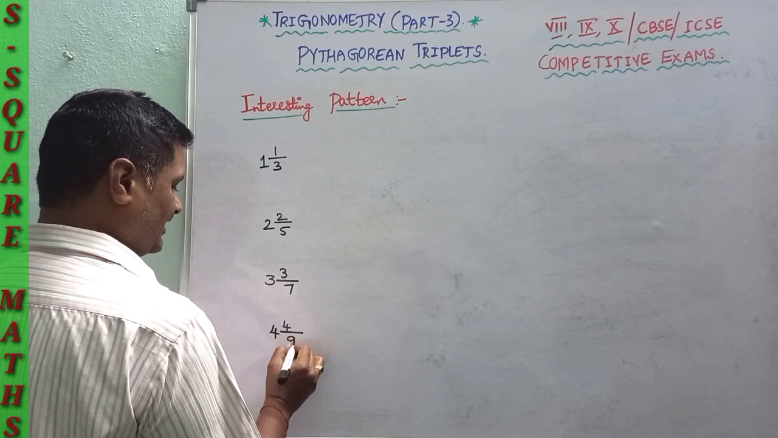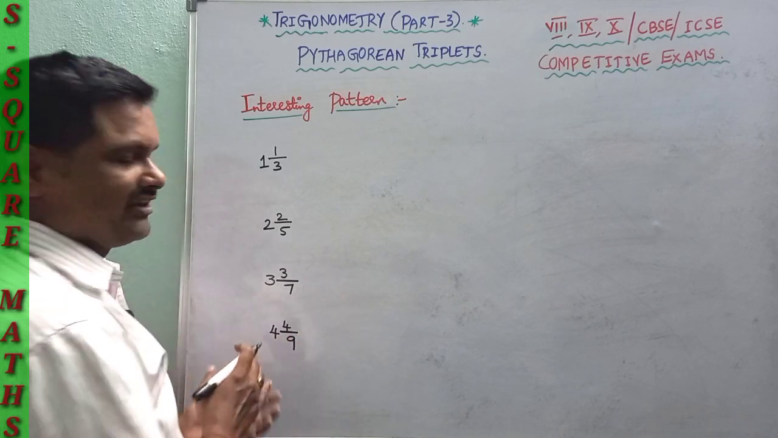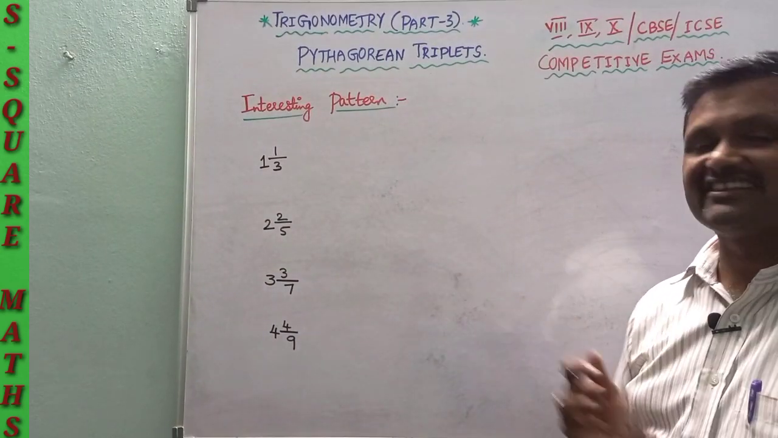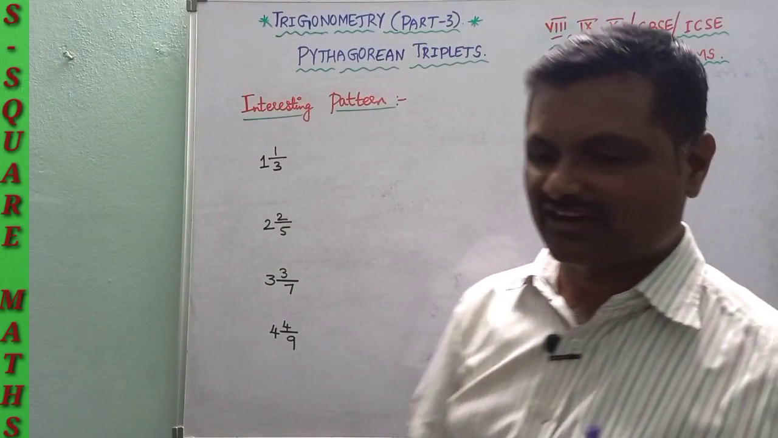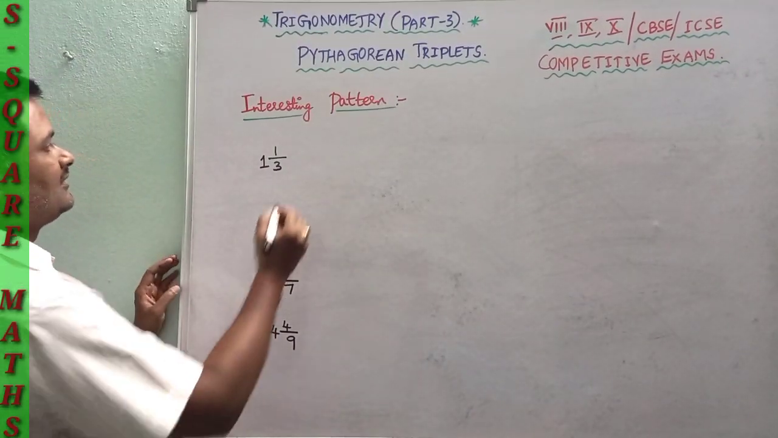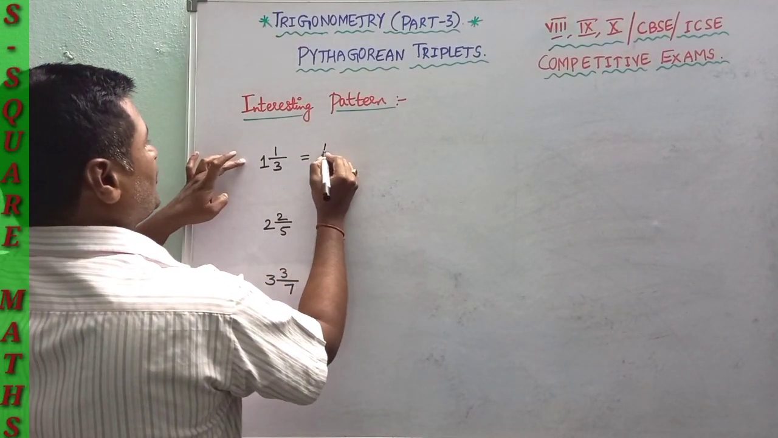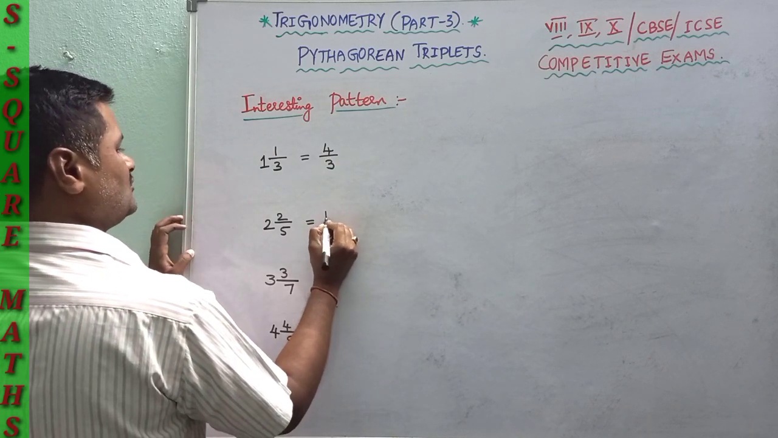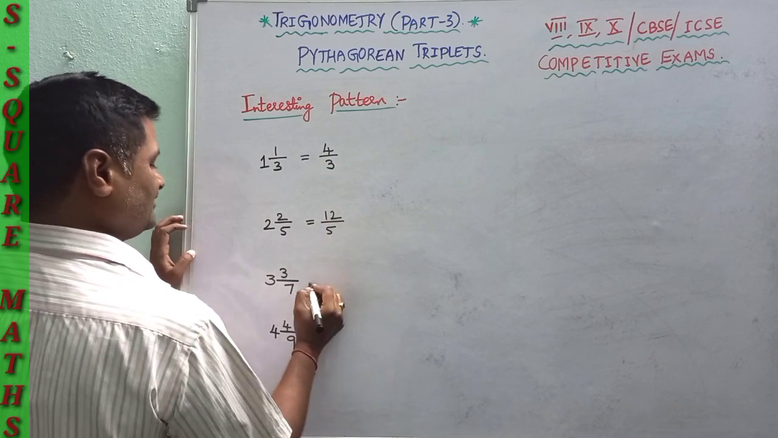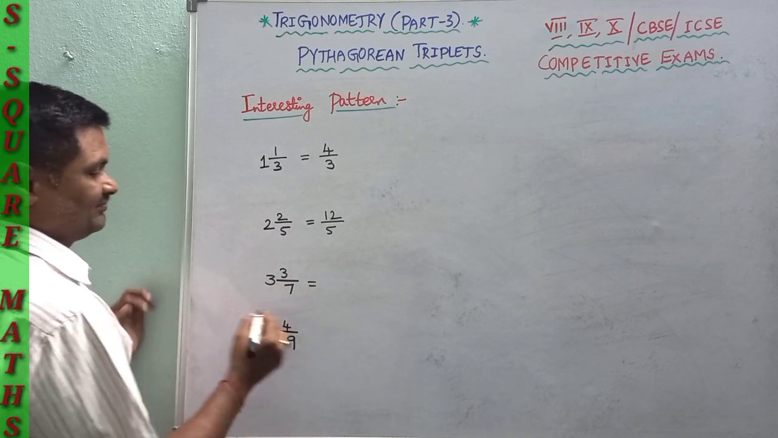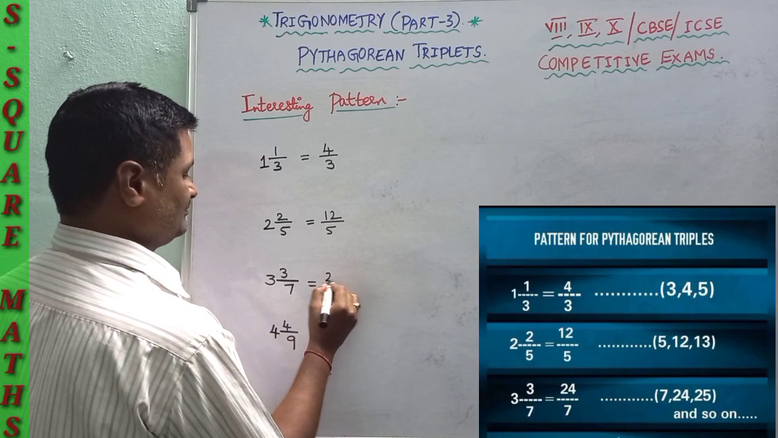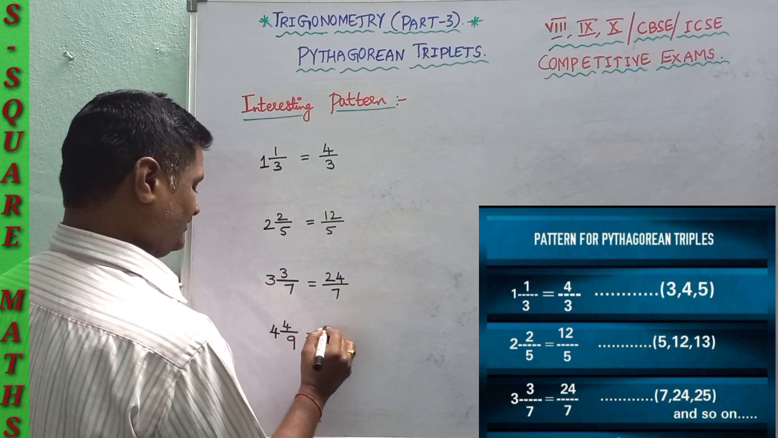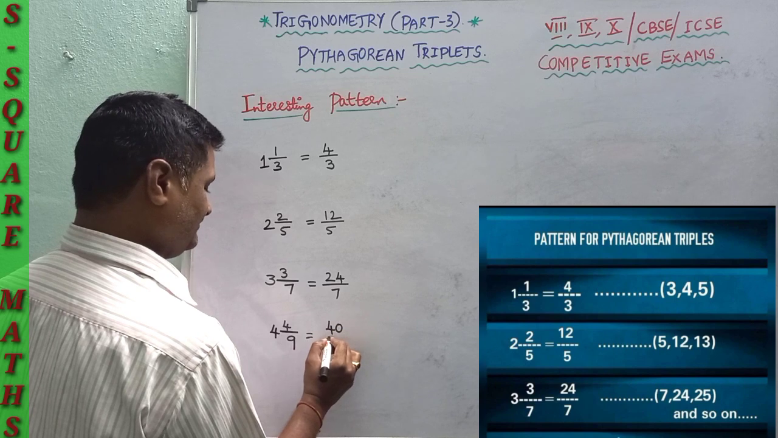7, 9. So what did you observe here? This is nothing but our mixed fractions. Let us evaluate now. If you consider, you are going to get 4 by 3. Next, 12 by 5. Next, 24 by 7. Next, 40 by 9.